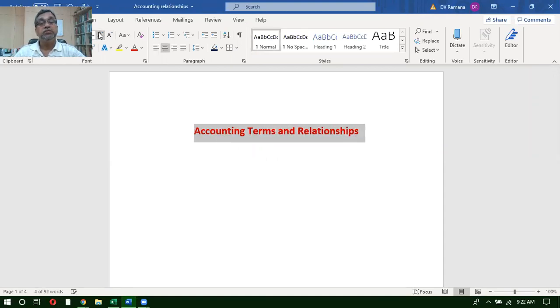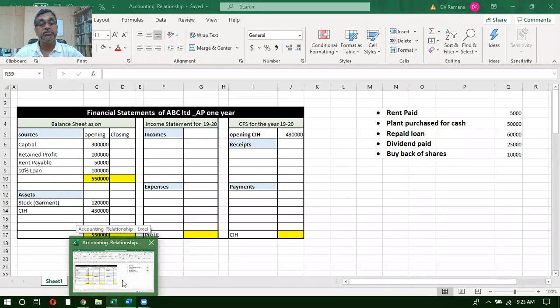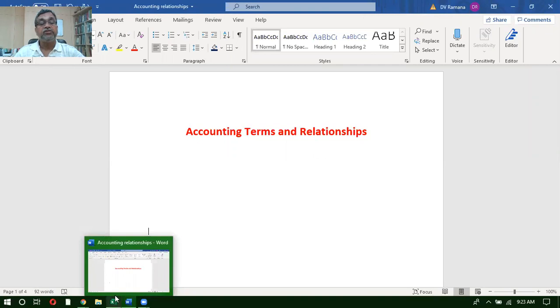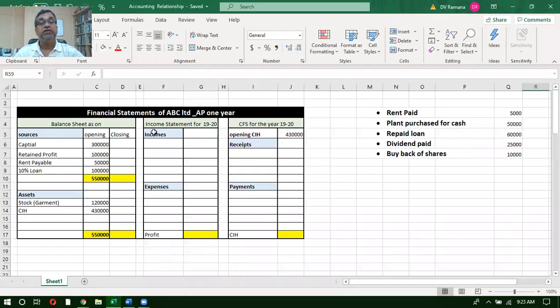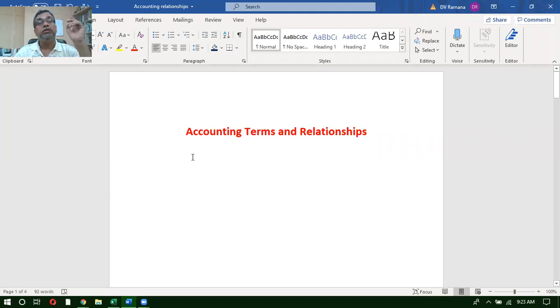In this session, we will try to understand and reflect on some accounting terms and their relationship. In the process, we'll also see the effect of those transactions on the financial statements: balance sheet, income statement, and cash flow statement. The objective is to see certain common, popular financial items and the relationship between them from the point of view of the financial statements.